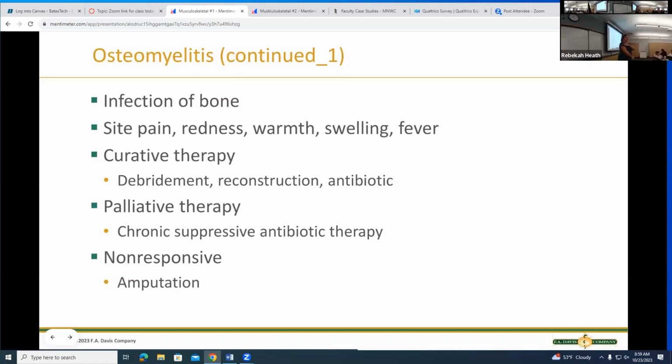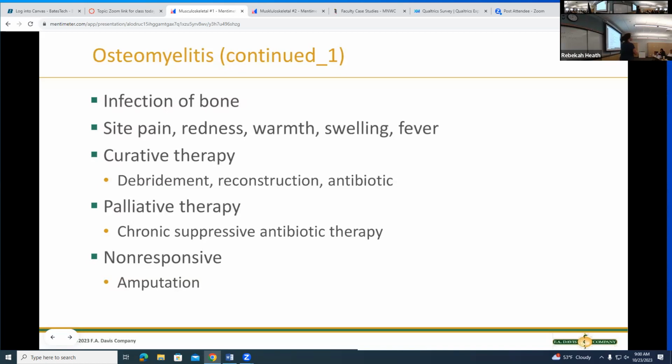There might be some redness localized above where that bone is at. You might have swelling, might have a systemic fever. And by systemic, I just mean that's a systemic response. You might have a fever in your body because your body's trying to heat up and kill whatever is invading there. So curative therapy, how do we make it totally go away? We're gonna give some antibiotics.